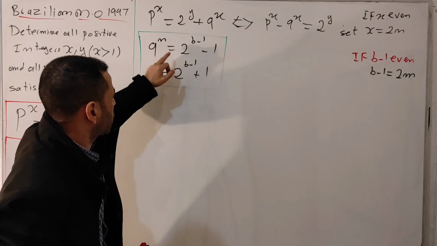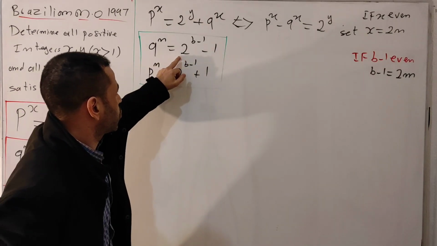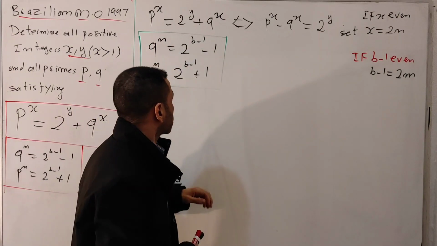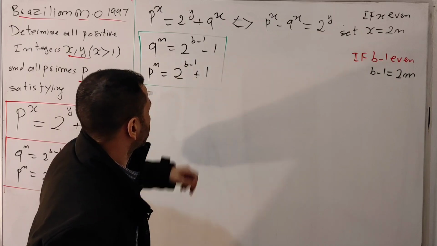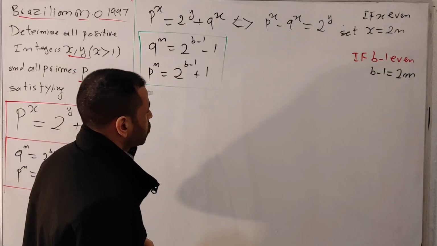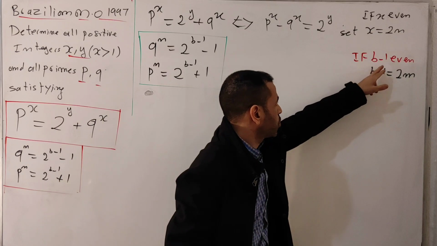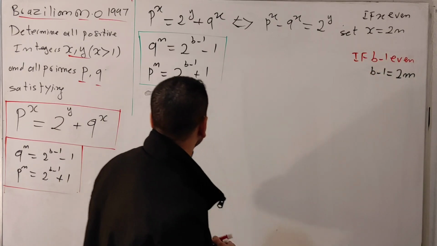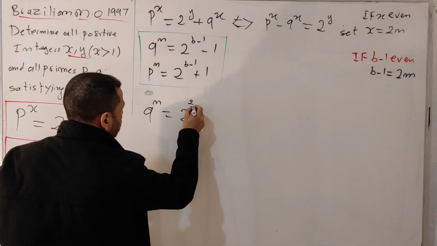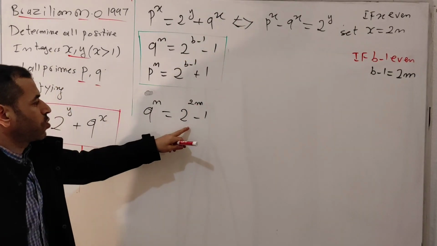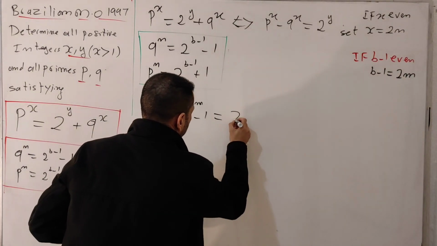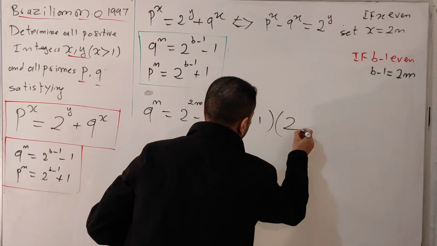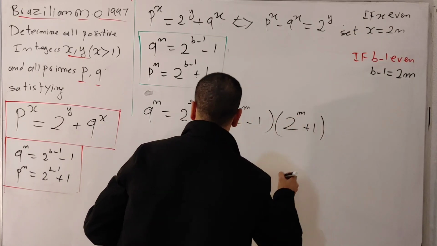This means we must take equation number 1 in order to factor this out if we want to take q as a power. That's what I'm going to do now. I'm going to take the first equation, and we consider b minus 1 as even. That means b minus 1 equals 2m. I'm going to replace b minus 1 with 2m. I will have 2 to the 2m. Now I have the difference of 2 squares, so I'm going to factor this out. I will have 2 to the m minus 1 factor 2 to the m plus 1.